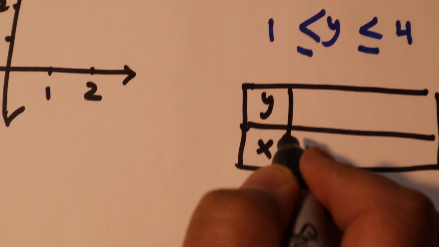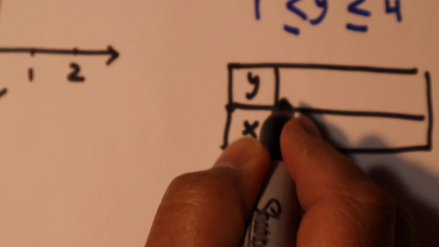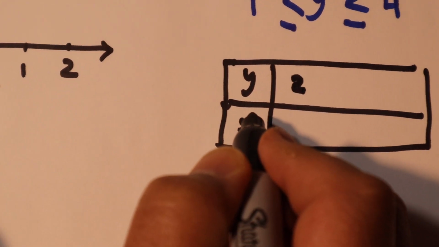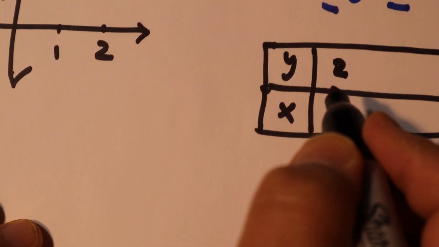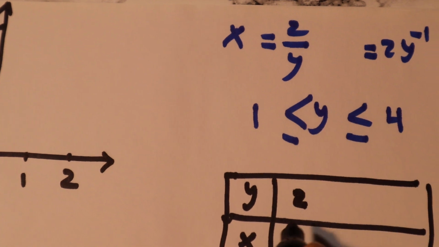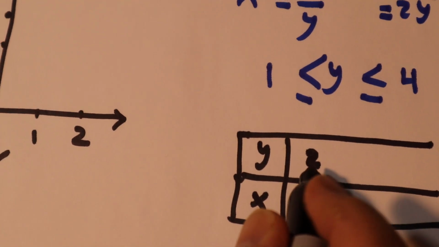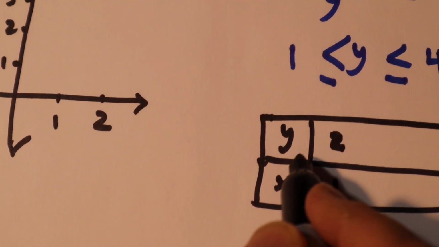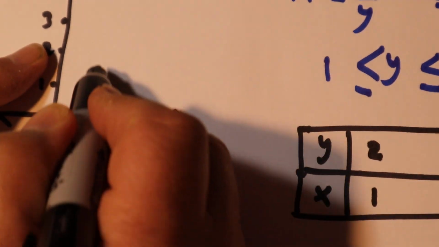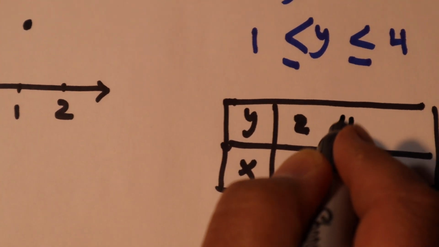So if we substitute y equals 2, then 2 over 2 is 1. So x is 1. Let's plot that. I'm acting like a student actually. So y equals 2 and x equals 1. This is the point.